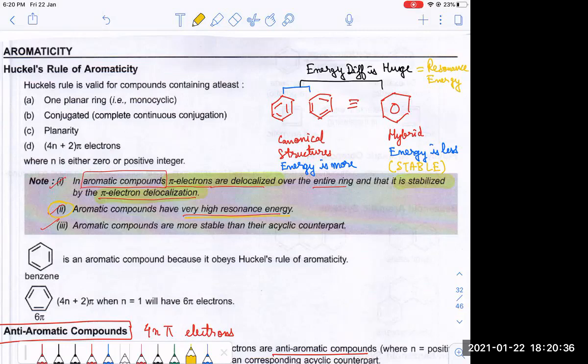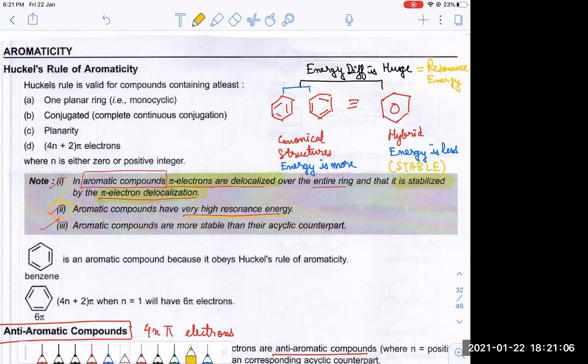Is it compulsory for an aromatic structure to be cyclic? Aromatic cyclic, I think it is compulsory, because I don't remember seeing an aromatic compound without a ring. I don't.